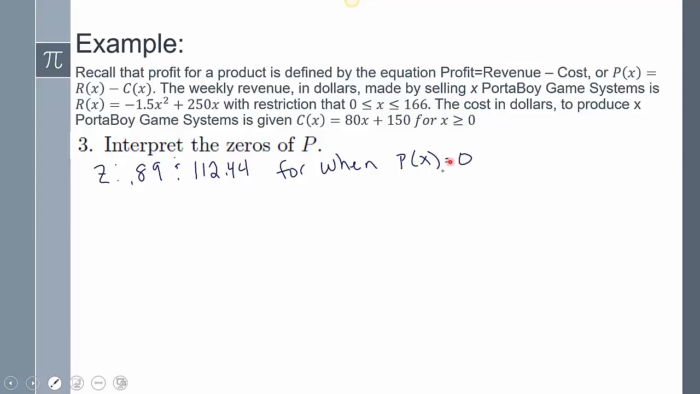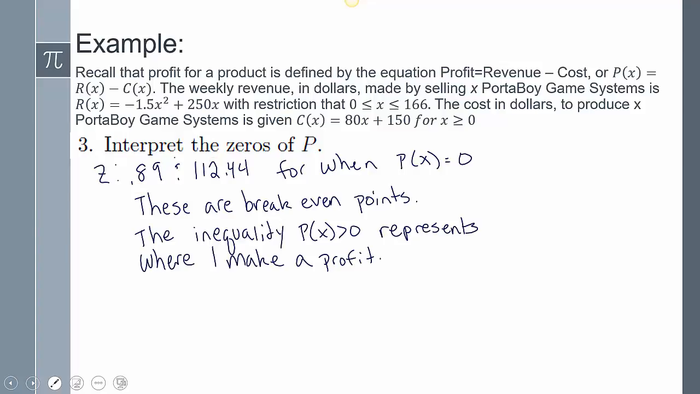So that's all I did, just enter them in my calculator. That means those are going to be the break-even points. If I use this value or this value, it's where my profit is going to be 0. And if I want to think of what region would give a profit, the inequality P of x greater than 0 is going to represent where you make a profit.